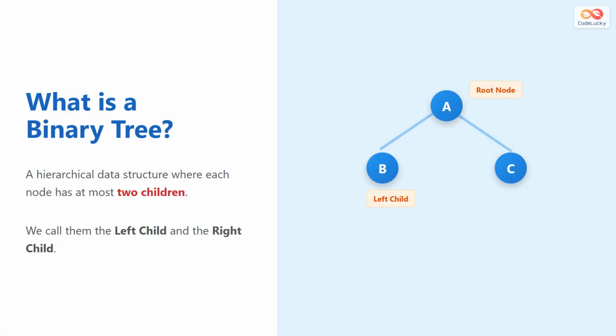First, let's quickly recap what a binary tree is. It is a structure where every node can have at most two children. We specifically refer to them as the left child and the right child. The top node is called the root.